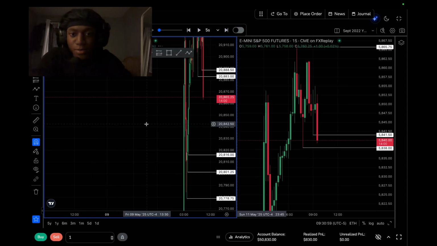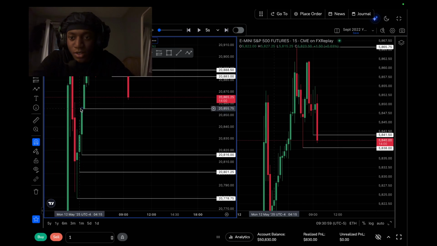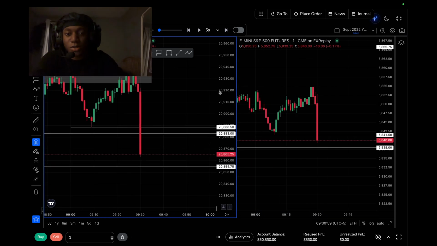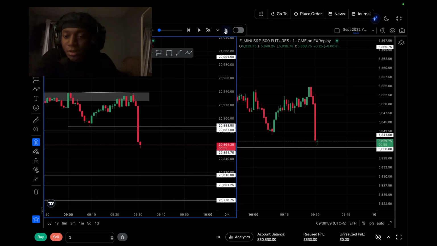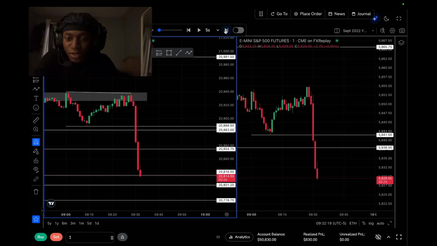Let me look in the 15-minute. Do we have any imbalances? We have this 15-minute imbalance. Maybe price will react off this. I don't think I'll catch a trade here to these lows, just because price is super close to them. But let's see. Yeah, we've taken those.